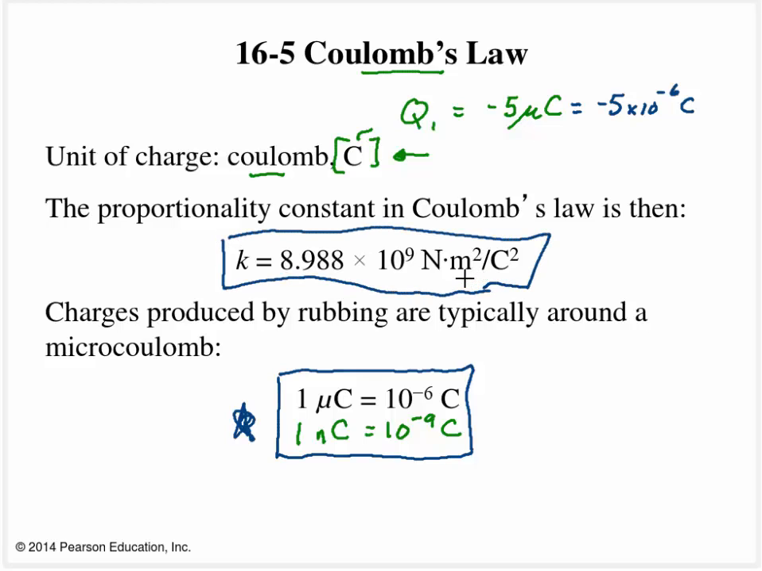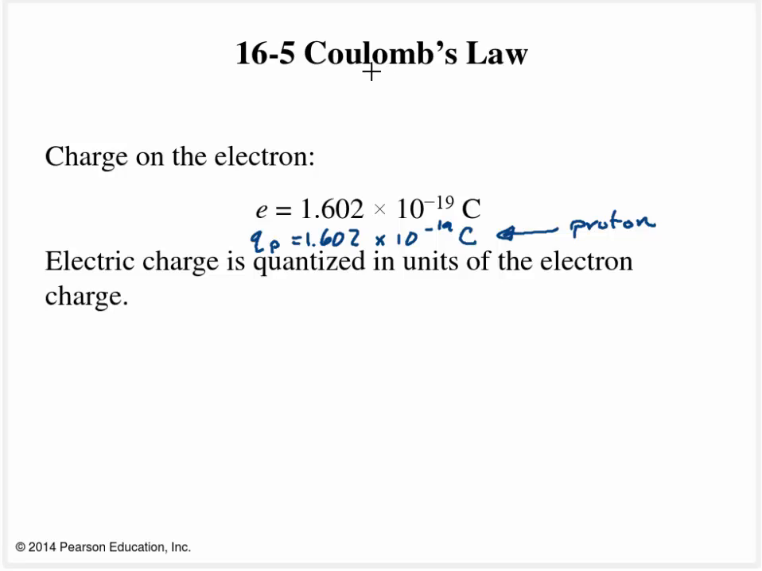Typically you can get away with using 9 times 10 to the 9th, and that'll be close enough for government work. And as advertised, just to give you a feeling for the magnitude of the charge on an electron, it's going to be 1.6 times 10 to the negative 19th coulombs, and technically that's going to be a negative. It turns out that this is the same exact charge that's on a proton, so the charge of a proton is also going to be 1.6 times 10 to the negative 19th coulombs.